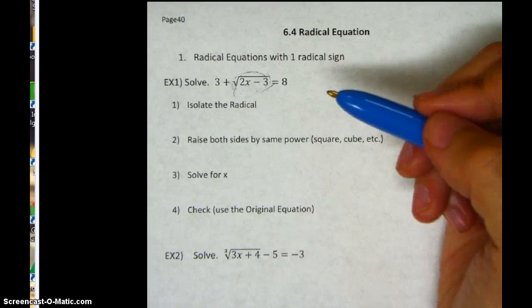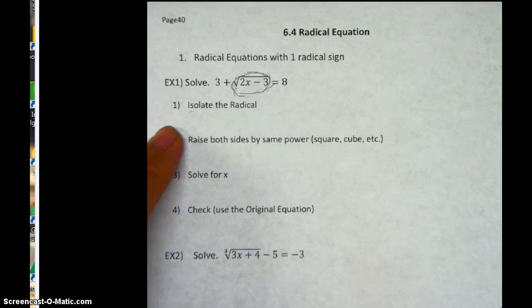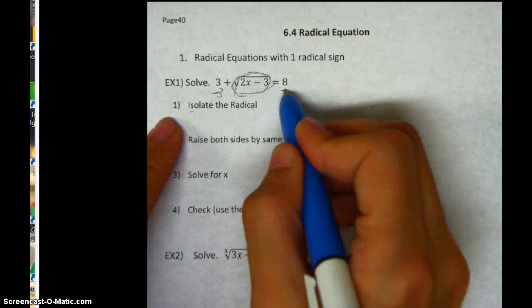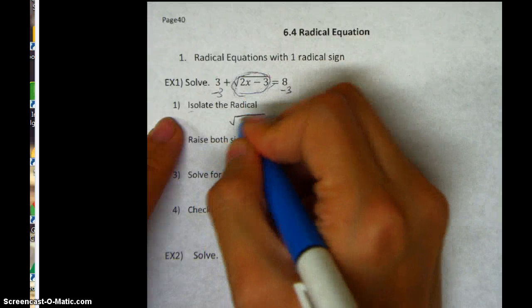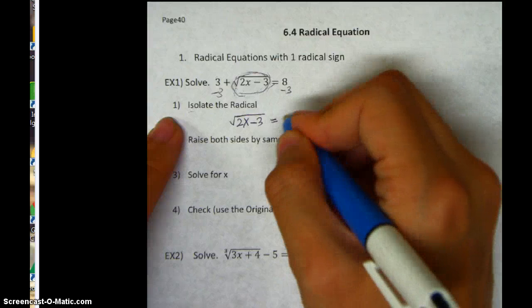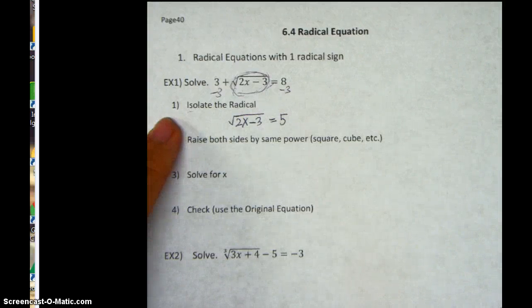So the first step to solve would be to isolate this part as much as possible. To isolate that, we're going to subtract 3 from both sides. I will get root 2x minus 3 is equal to 5. Okay, we isolated the radical sign.